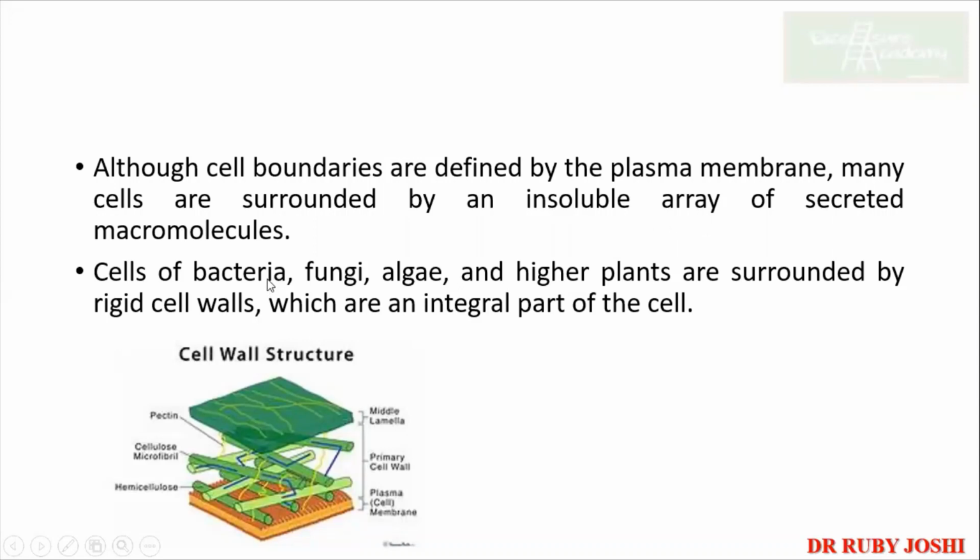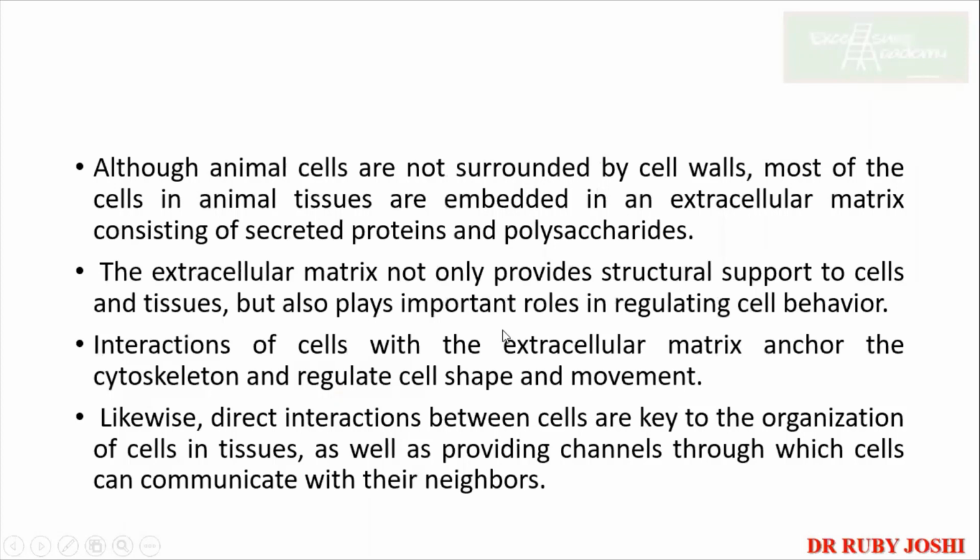So in the case of bacteria, fungi, algae, higher plants, we know that there is an additional layer, that is the cell wall. So everyone knows what the cell wall of bacteria is made up of, of fungi, of algae, of plants, right? And we also know that animals do not have the cell wall. Okay. So although animal cells are not surrounded by cell walls, most of the cells in animal tissues are embedded in the extracellular matrix consisting of secreted proteins and polysaccharides.